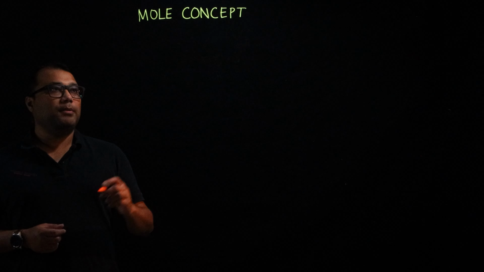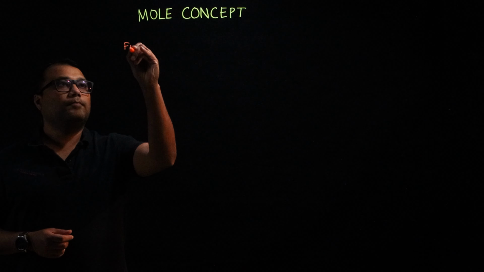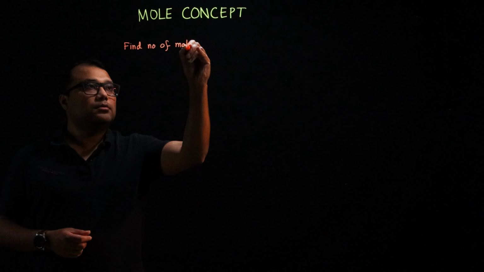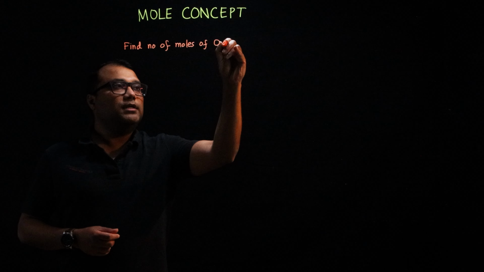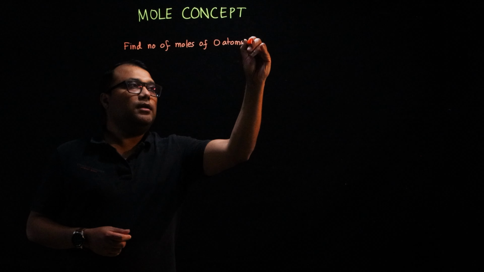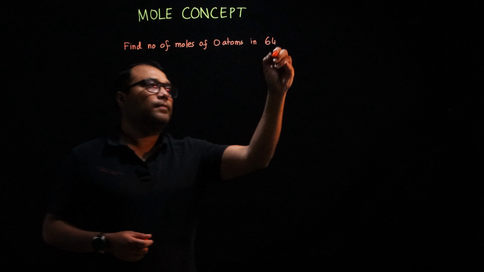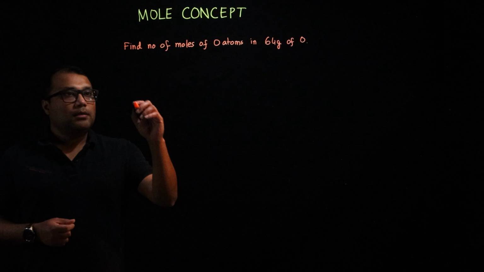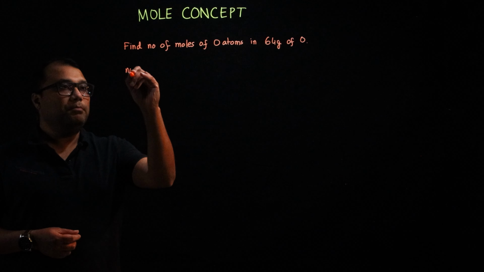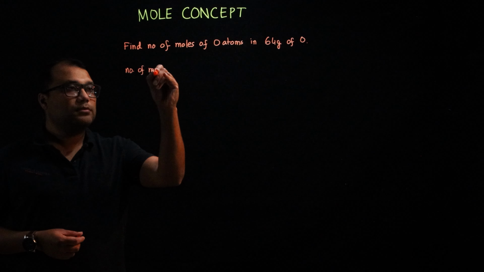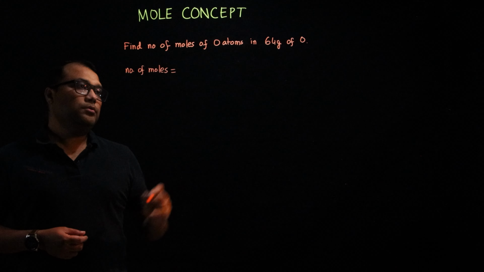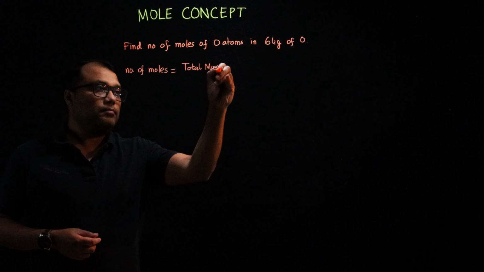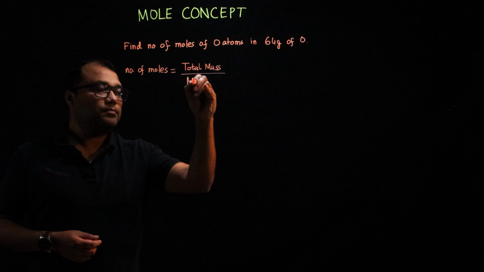Now suppose we have a problem like: find the number of moles of oxygen atoms in 64 gram of oxygen. How do you do that? Simple formula to remember: number of moles is equal to the total mass divided by molar mass.